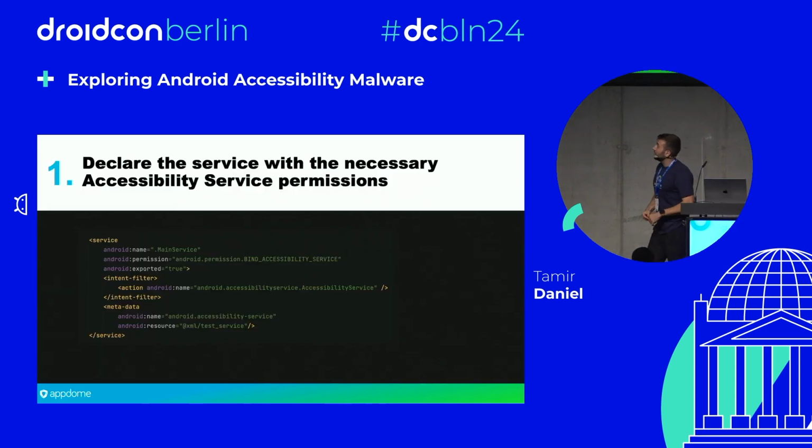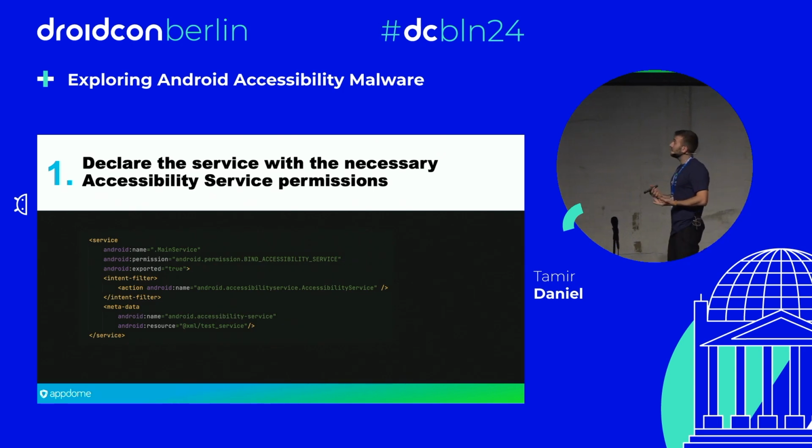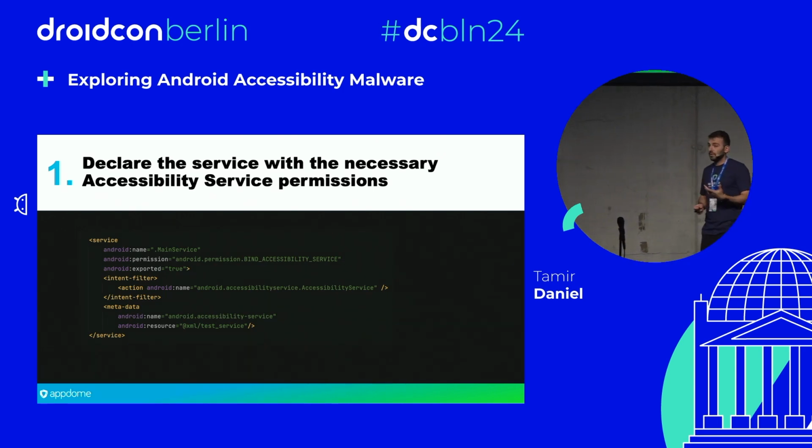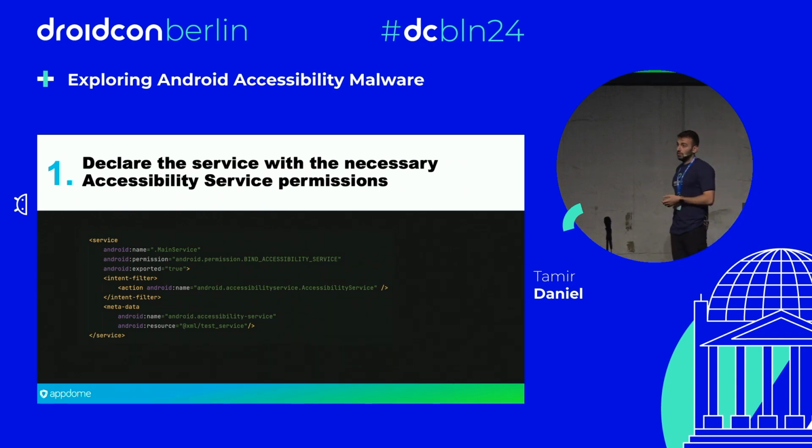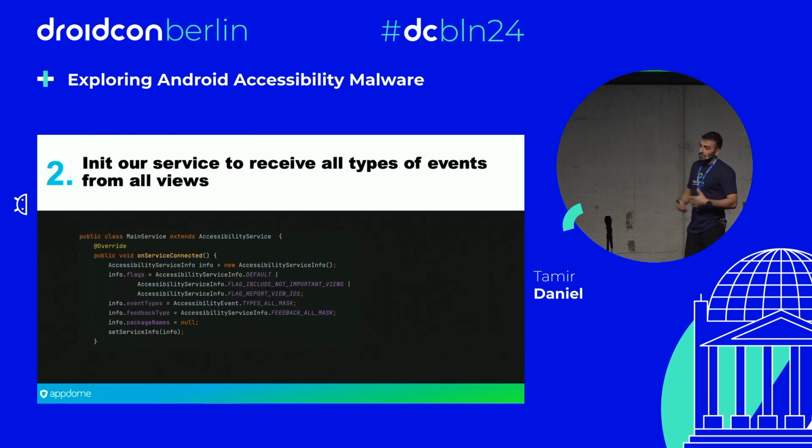First, we are going to declare the service with the necessary accessibility service permission, which is the bind accessibility service. You declare this in the Android manifest file. I'm sure you're familiar with the Android manifest, right? We are in an Android conference, not iOS. Okay, perfect. And now we need to implement the service.